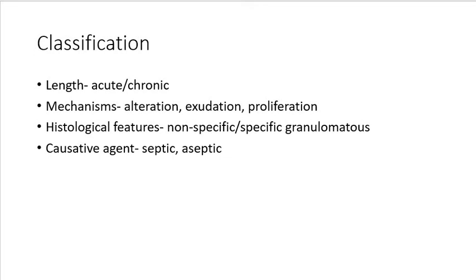And lastly, causative agents. You can either find septic or aseptic. Septic is caused by microbes. Septic inflammation has a protective character. You must remember, septic, protective. And aseptic, which is a sterile inflammation, has a reparative character. It's for reparation, for example, in chemicals, burns, or radiation. So you must keep that separate in your head.